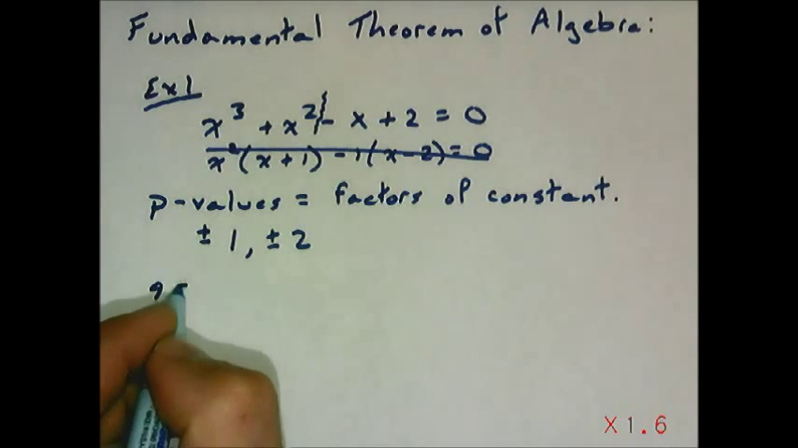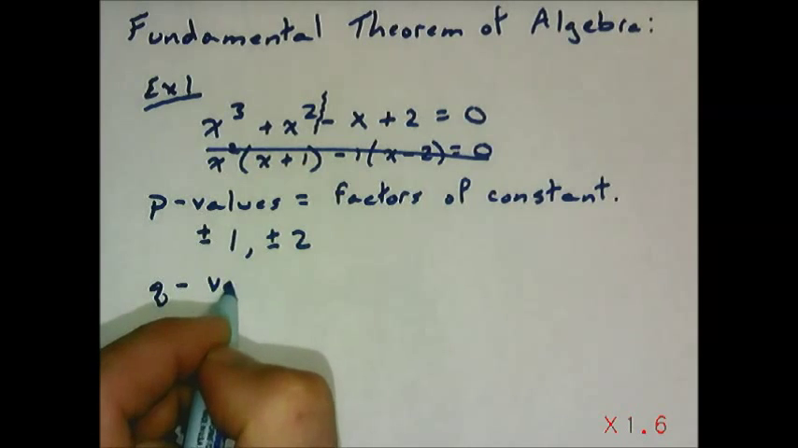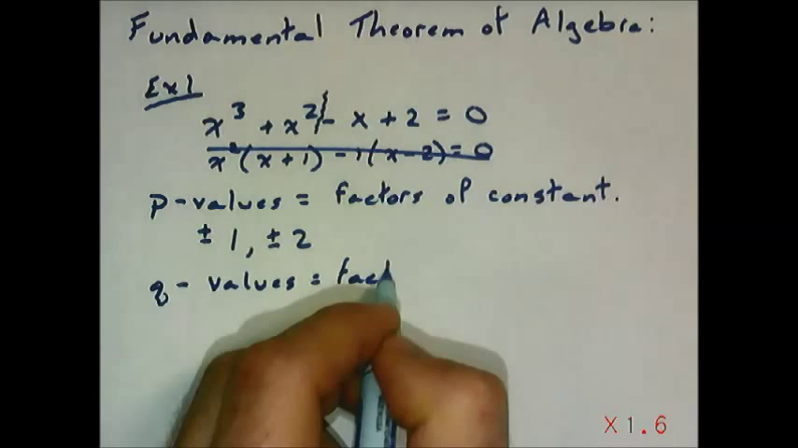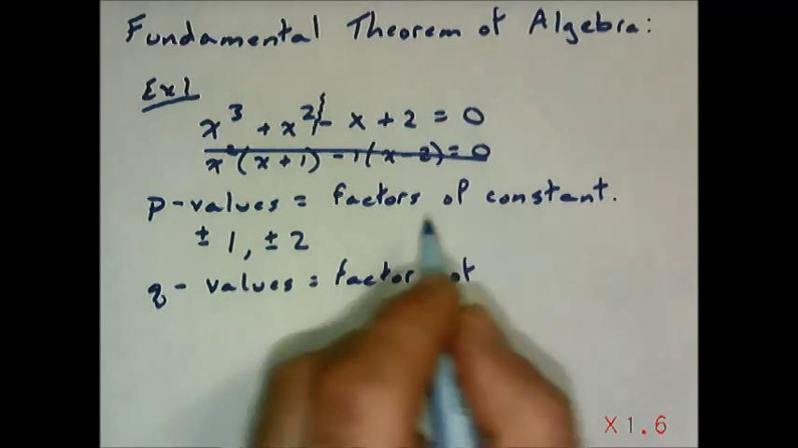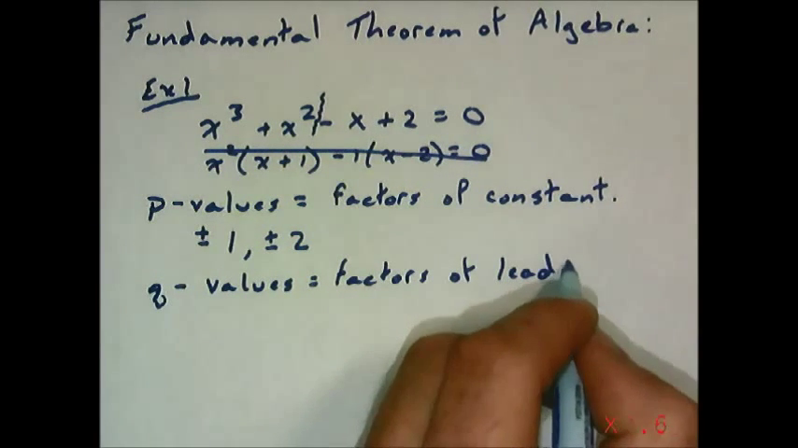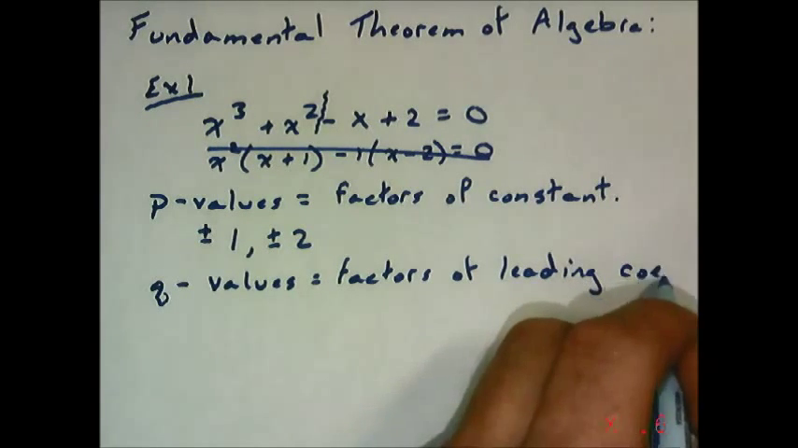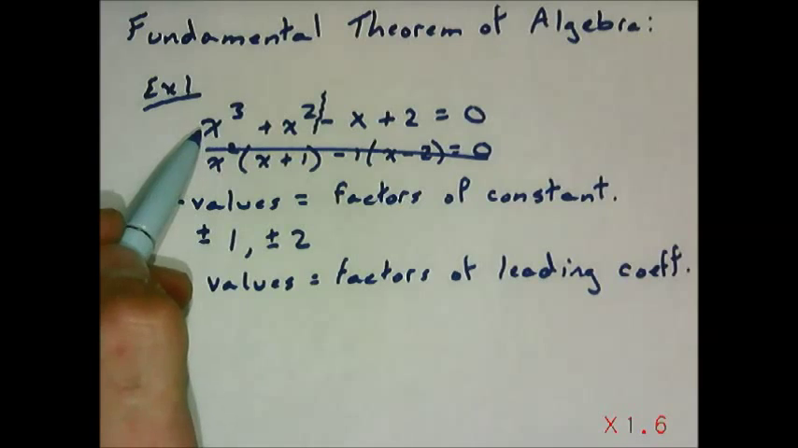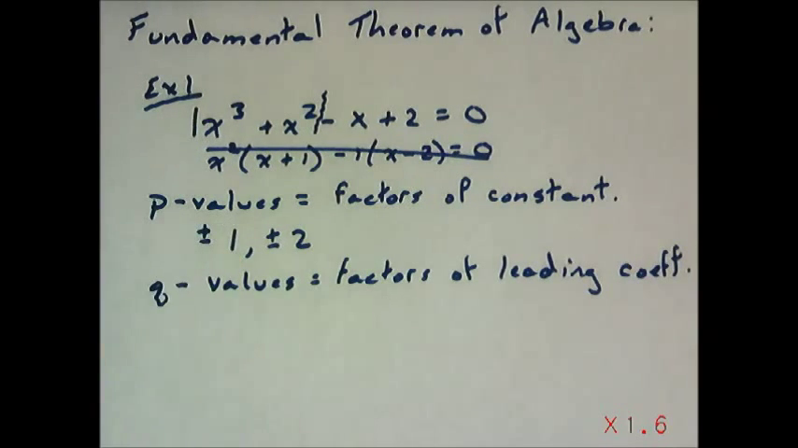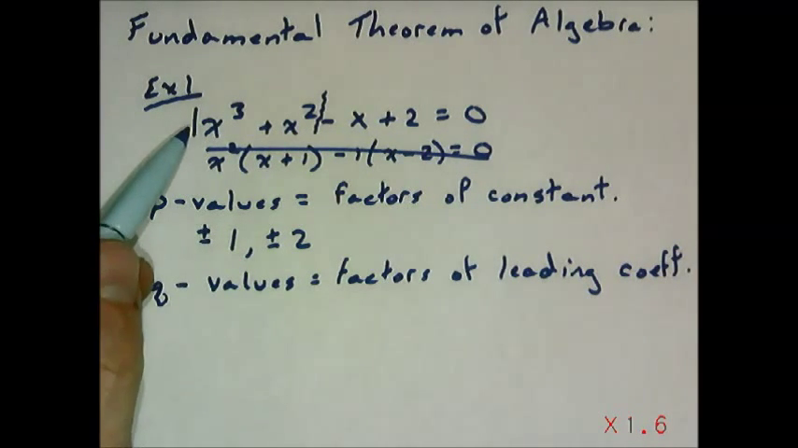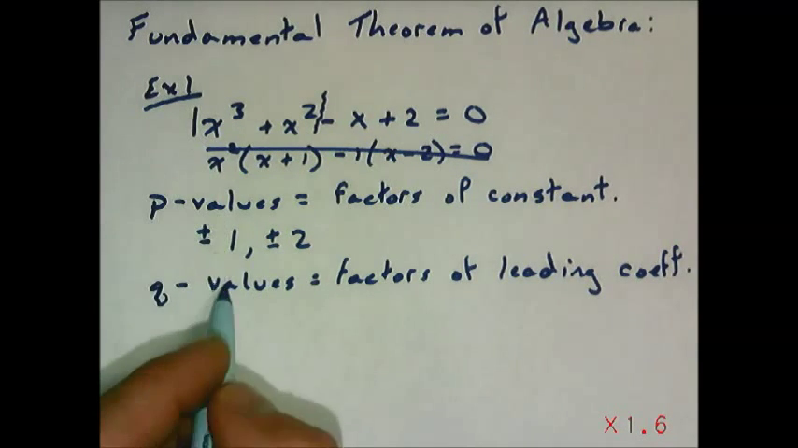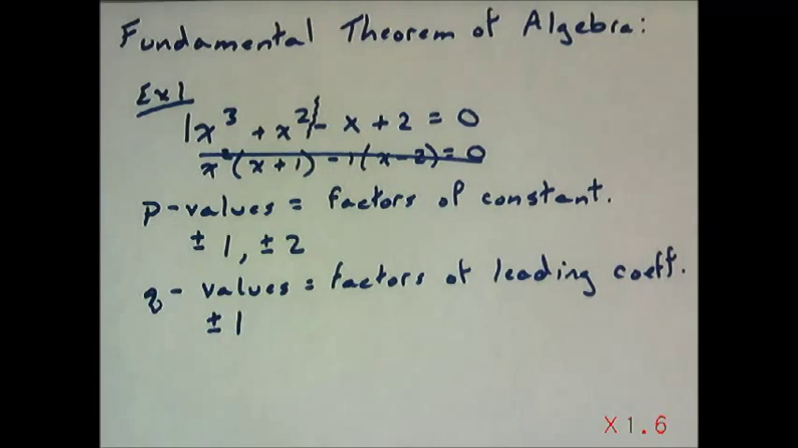I'm also going to look at the q values, and the q values are equal to the factors of the leading coefficient. Our leading coefficient, remember, is the term that comes first, and it's the number that's in front of that variable. In this case, we have 1. All the factors of 1 are simply plus or minus 1.